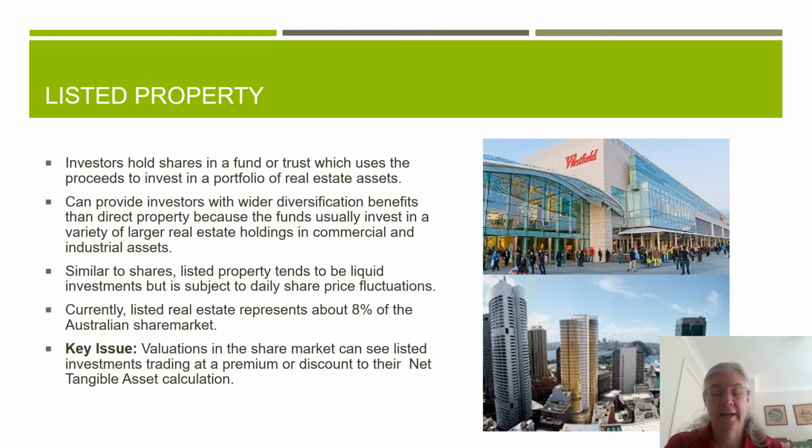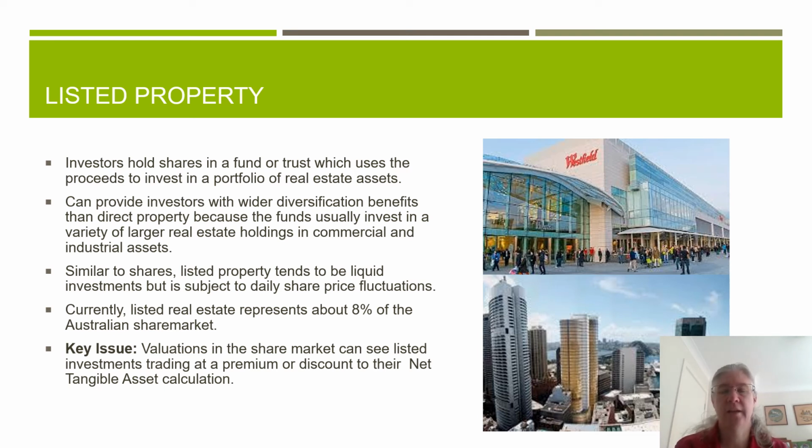So we've looked at owning the property directly yourself, and we've looked at owning it in a syndicate. So the third option we're looking at now is listed property. This is where you're buying shares in a fund or a trust, which uses the initial money to invest in a portfolio of real estate assets.